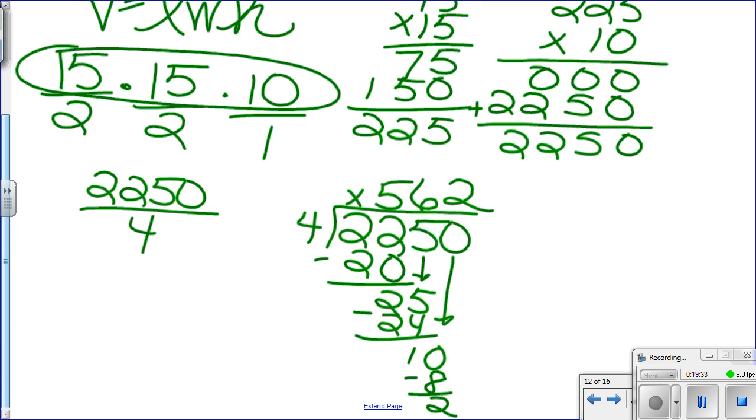And you can either stop there and write it as a mixed number, or you can continue on to make it a decimal. Both will be acceptable on the test. If I was to write this 562 and 2/4, or keep dividing. Make sure if you're using a decimal that you actually have the decimal in your answer.